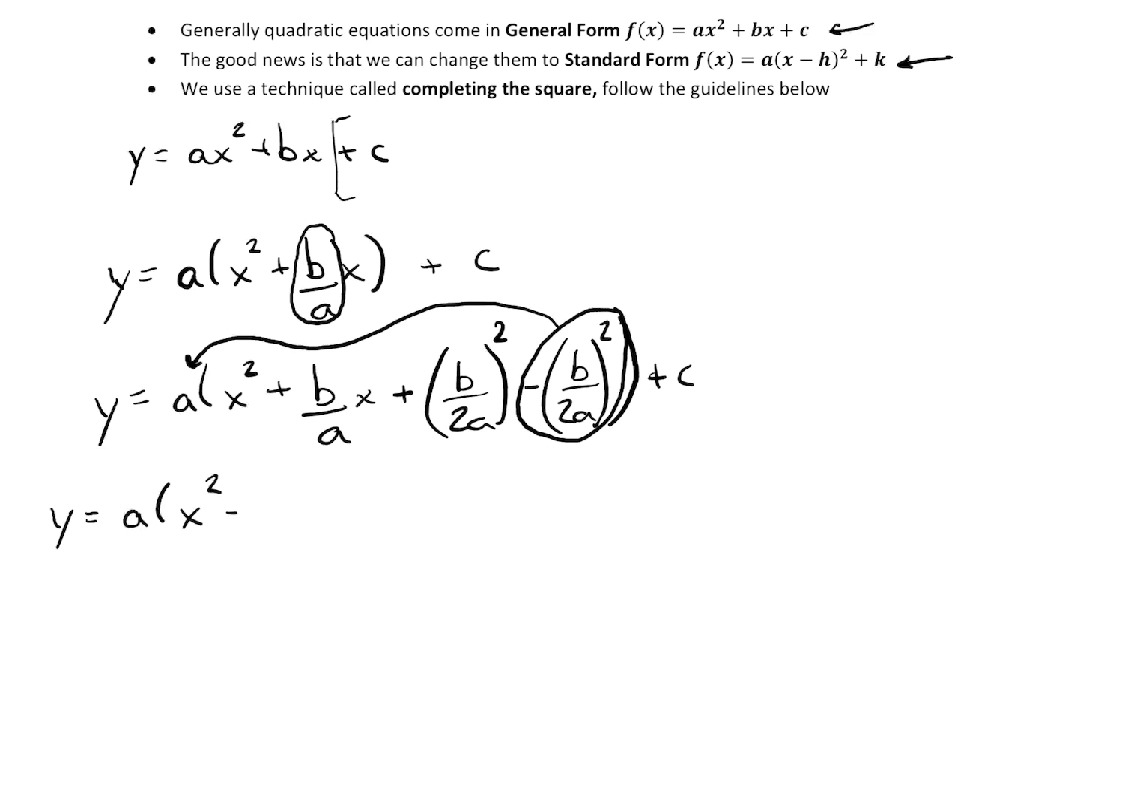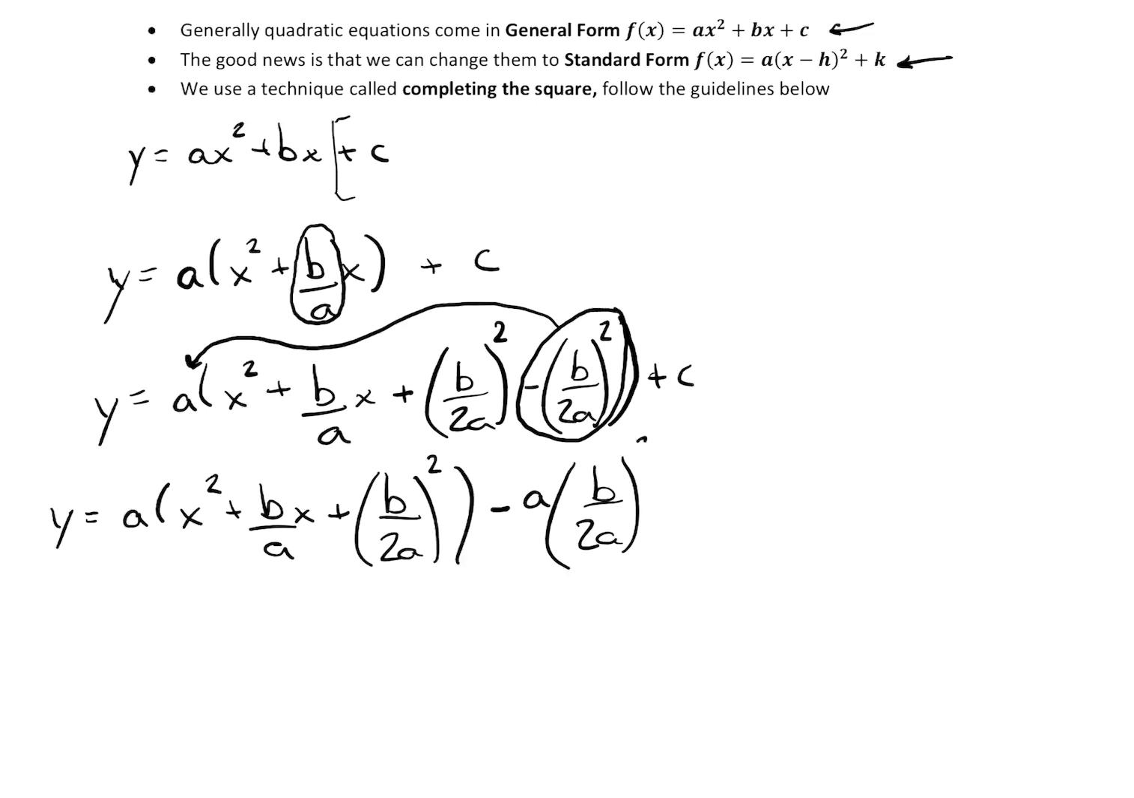So x squared plus b over a x. Now we're going to have plus b over 2a all squared. But then this negative b over 2a is coming out, and we're multiplying it by a. Well, what happens is we get this: negative a times b over 2a squared plus c. So I know this is a little confusing. Might have to watch this a few times.